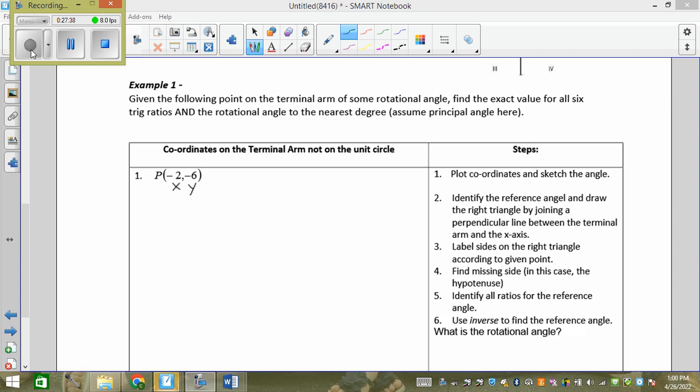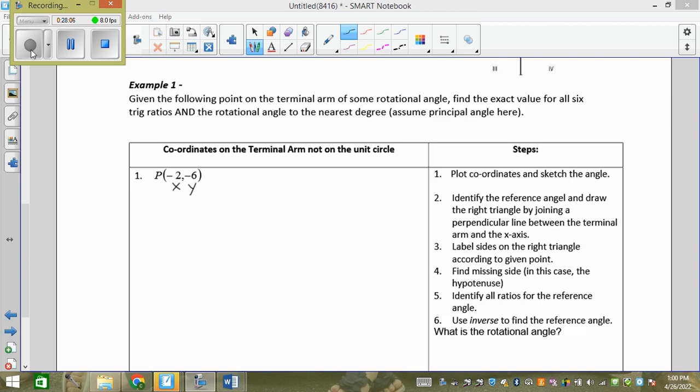Find the exact value for all 6 trig ratios and the rotational angle. We'll do the rotational angle later. We're just going to do finding the 6 trig ratios for today. Okay? So, in order to do the 6 trig ratios, I need x, I need y, and I need r. Do I not? Because I don't have r, do I? But I do need it, because it's y over r, x over r, y over x, right? I need my r's too.